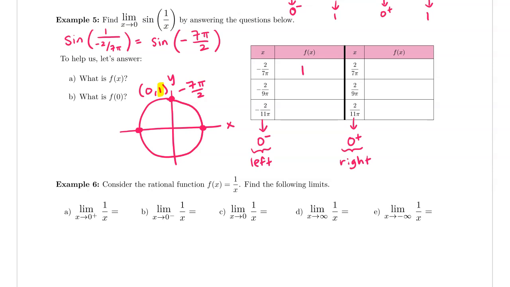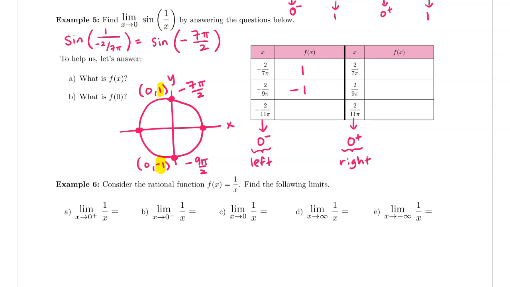Now we want to do negative 2 over 9 pi, but remember we're taking the reciprocal, so that would be the same as sine of negative 9 pi over 2. If I go another quarter turn, that would be at 0, but that angle is also negative 8 pi over 2. And then at the bottom, that would be negative 9 pi over 2. And this has a terminal point of 0, negative 1. So the sine value is the y value, and we'd have negative 1 here.